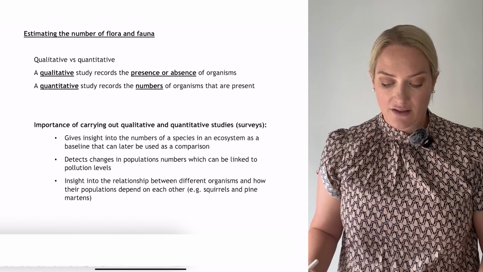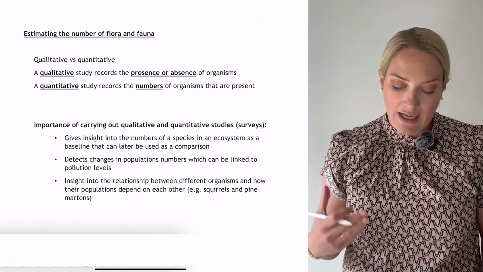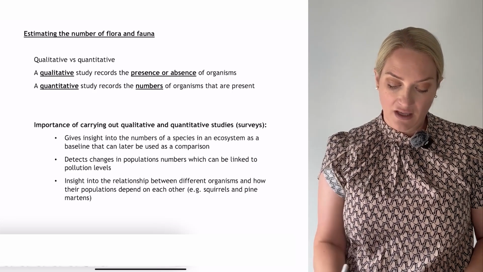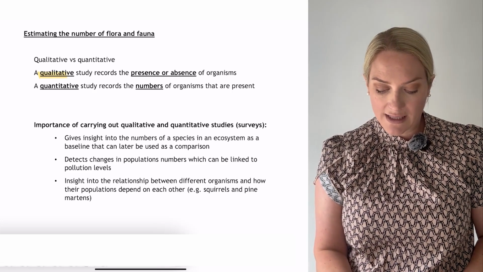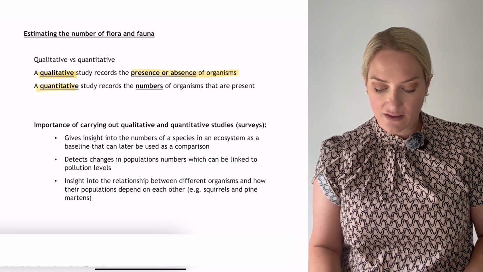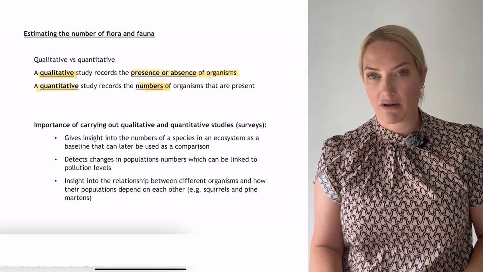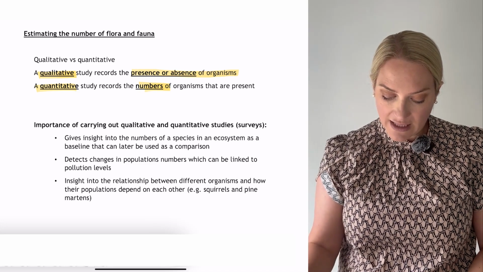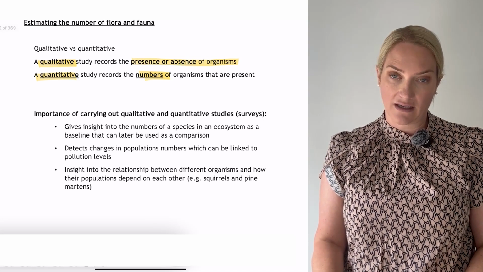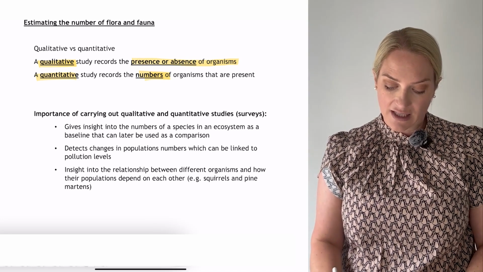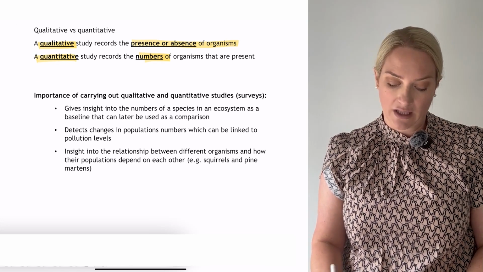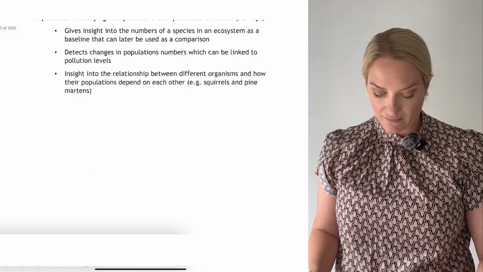So this leads us on to our quantitative and qualitative surveys. So we're estimating the number of flora and fauna within our ecosystem. We need to know the definitions: qualitative studies the presence or absence of organisms, and quantitative records the number of organisms that are present. It's important in carrying out qualitative and quantitative surveys, as it gives you an insight into the number of species in an ecosystem. It detects change in population numbers, and it can give insight into the relationship between organisms and their populations.